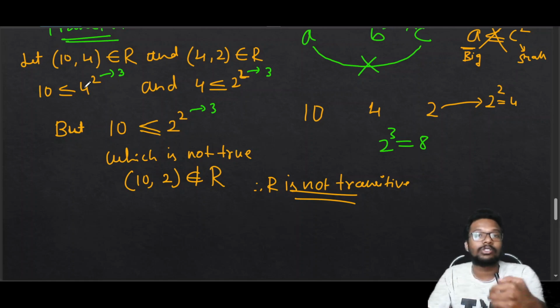But when it comes to saying negative, when it comes to saying not reflexive, not transitive, not symmetric, then you just find one simple small example. If it fails the given relation, you can directly conclude that R is not reflexive, R is not symmetric, R is not transitive. Okay, I hope you understood these problems.